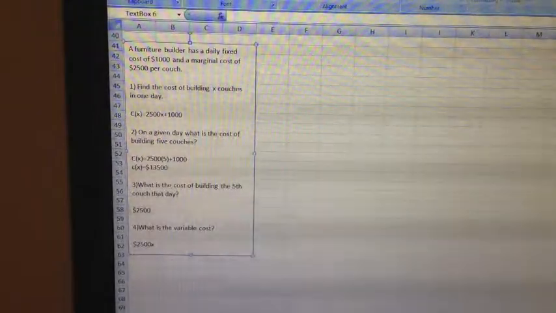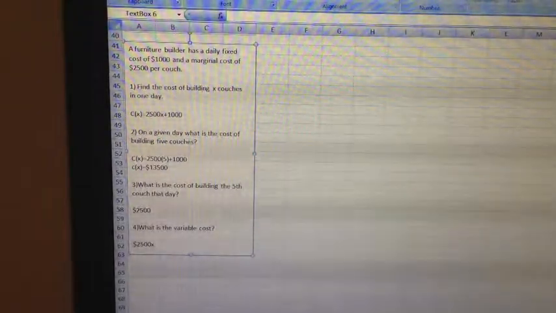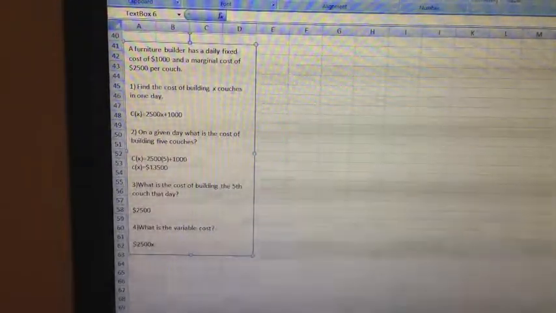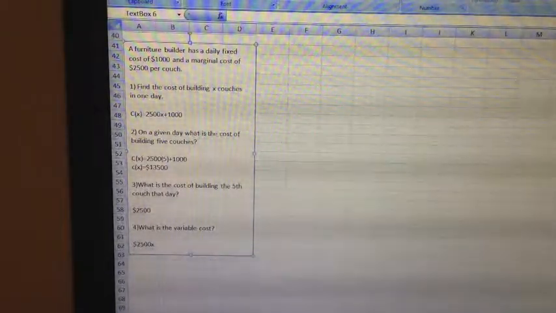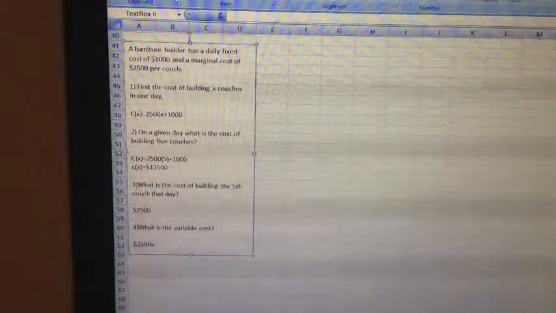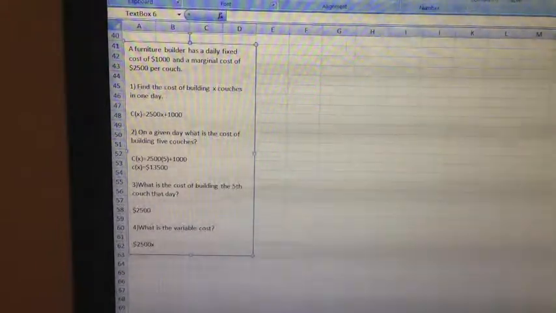The next question is, what is the cost of building the 5th couch that day? The cost is $2,500 because that is our marginal cost, which is the cost of each couch that we build that day.